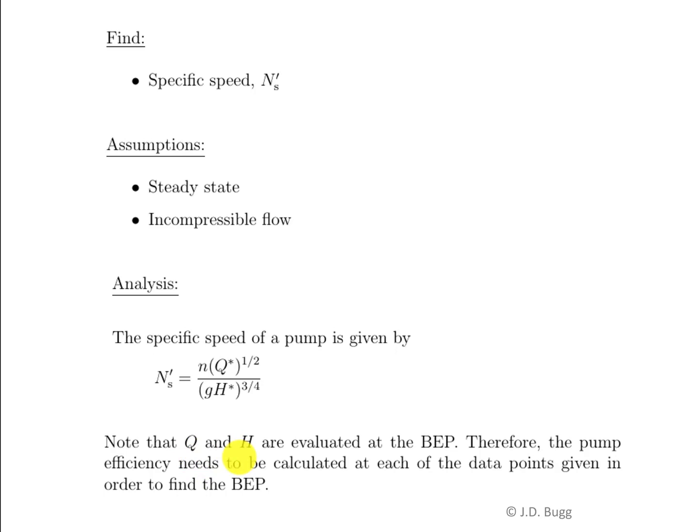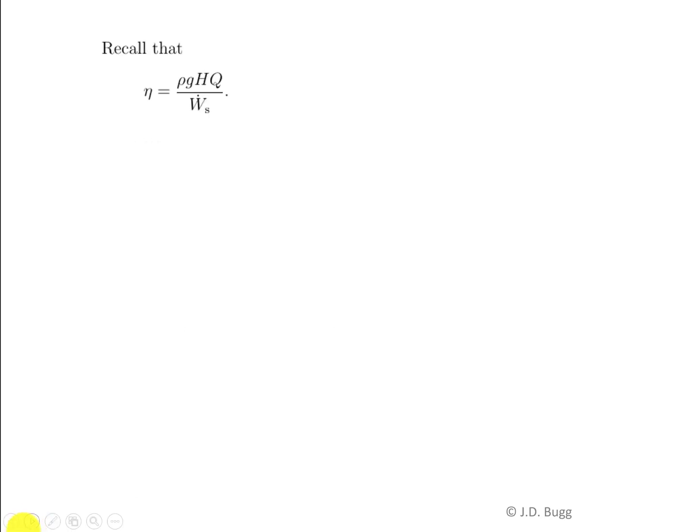Now, we don't know where that is yet. We have a whole bunch of data at different values of Q and H, so we're going to have to calculate the efficiency at each of those points and see which one is the BEP. So how do we do that? Well, the efficiency of the pump is the water horsepower divided by the brake horsepower. The water horsepower is rho g H Q, and the brake horsepower we've been given, that's W dot S.